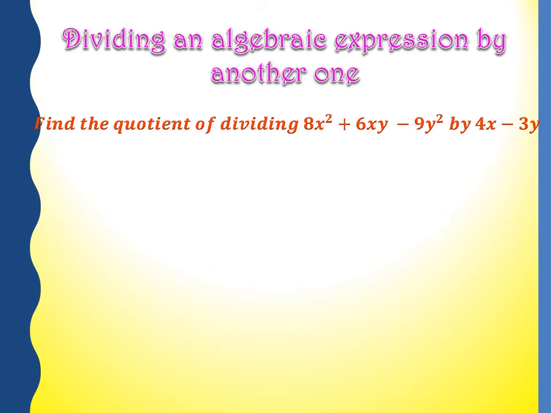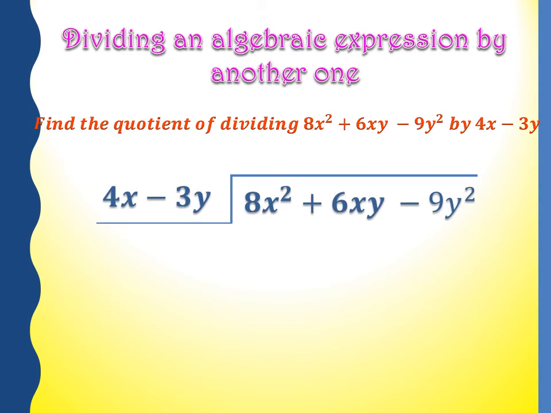Another example of dividing two polynomials. Divide a trinomial by a binomial by the way of the long division of the algebraic expression. Start by putting the dividend and the divisor in their normal places. Start by dividing the first term of the dividend by the first term in the divisor. 8x squared divided by 4x gives me 2x.